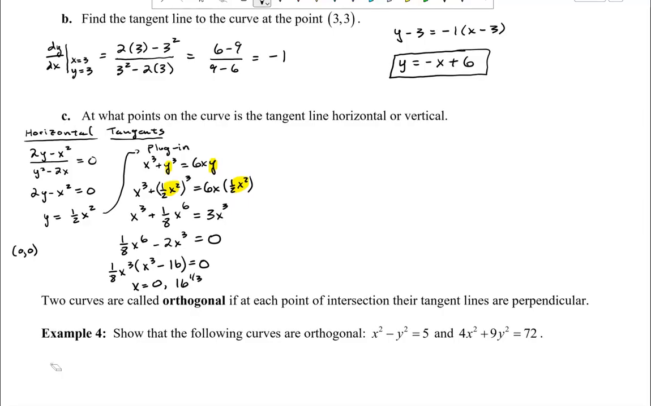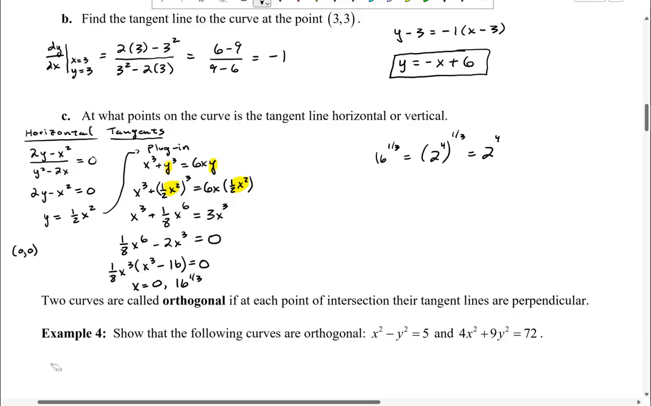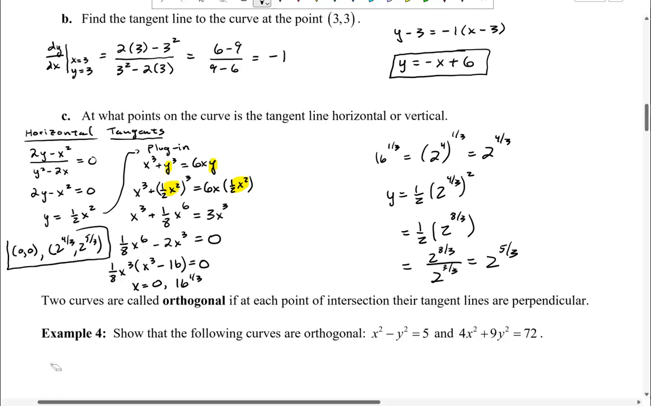Now we find the corresponding y for 16 to the 1/3 power. Let's first notice that 16 to the 1/3 power is the same as 2 to the 4th to the 1/3 power, which is the same as 2 to the 4/3 power. Now when we plug it into our y equals 1/2 x squared, we get y equals 1/2, and we have this quantity squared. Simplifying that, we have 1/2 times 2 to the 8/3 power, and we can cancel by thinking of our 2 in the denominator as being 2 to the 3/3 power, which will give us 2 to the 5/3 power. So we have found the 2 points where this curve has horizontal tangent lines.